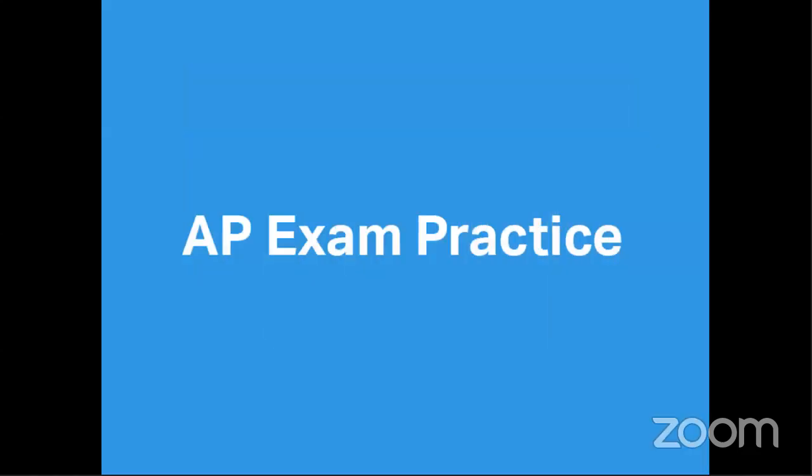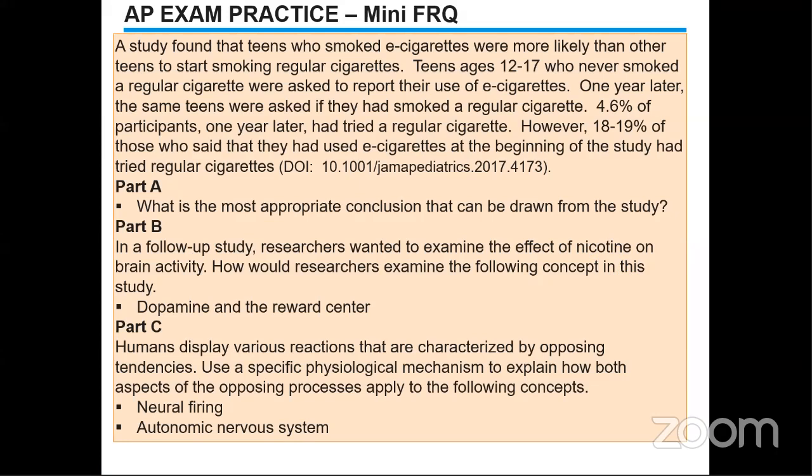So what I'm going to do now is give you an FRQ to practice. It's going to be on the next couple slides. We're going to go over this when we meet again tomorrow. It's a mini FRQ, and this one has some research points and some concept application points. So it's a little bit of a combination FRQ to give you some practice with both types that you'll see on the AP exam. So the first part is just a description of the study.